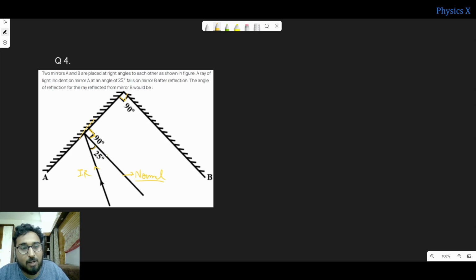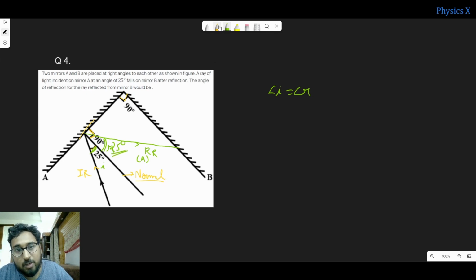So what will happen? First of all, he is asking about the ray reflected from mirror B, so let us first draw the reflected ray for mirror A. If we draw the reflected ray, it will be somewhat like this. This is the reflected ray from mirror A, and the angle of incidence is equal to this, so angle I equals angle R, which means this angle will also be 25 degrees.